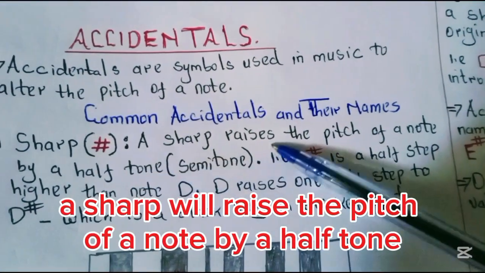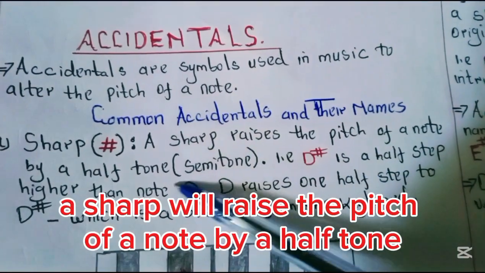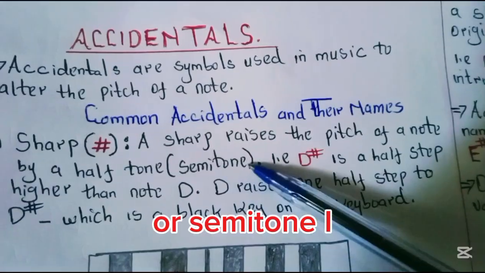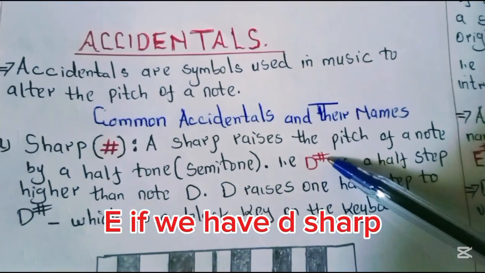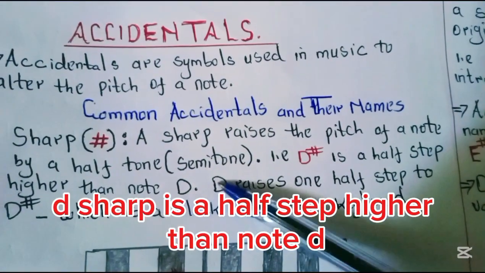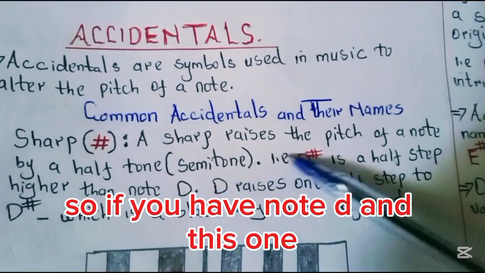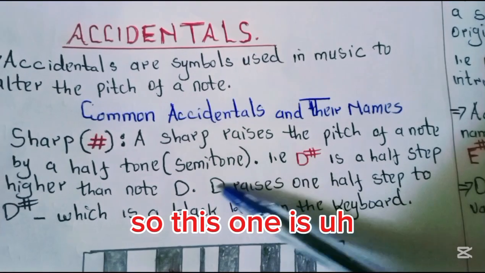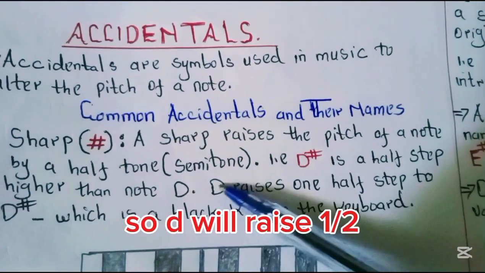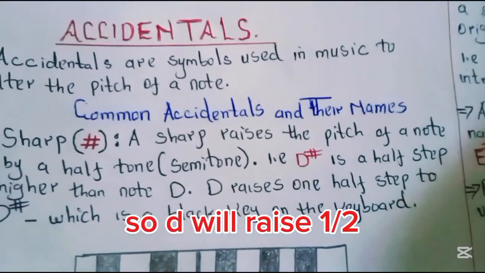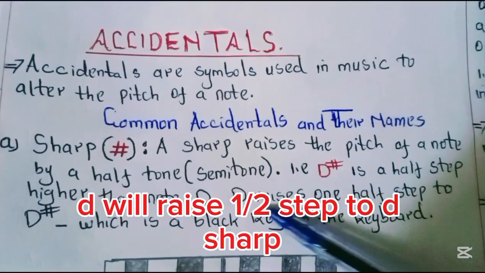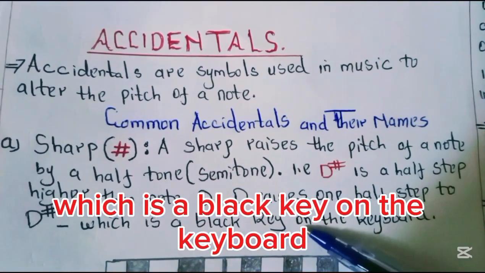So a sharp will raise the pitch of a note by a half tone or semitone. For example, D sharp is a half step higher than note D. So if you have note D and this one, this one is higher by a half step compared to this one. D will raise one half step to D sharp, which is a black key on the keyboard.